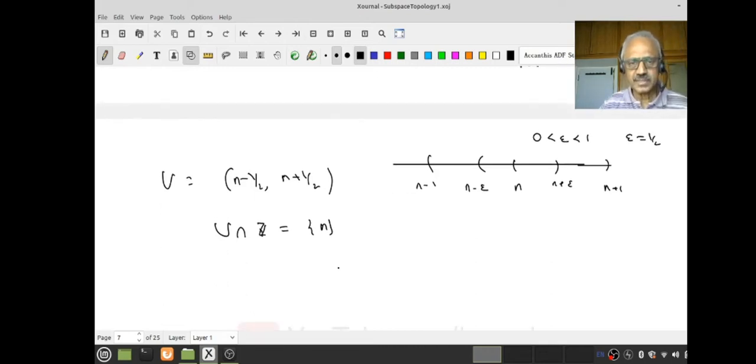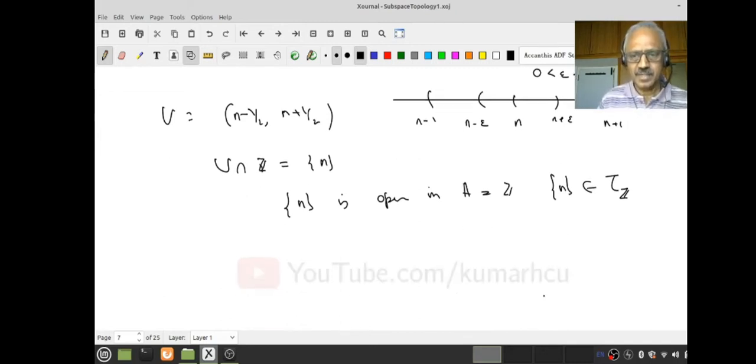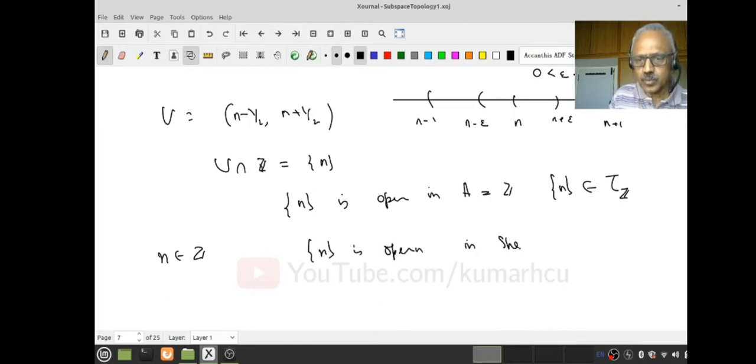Do you understand this? So what do you think I have proved? Okay, I have proved the singleton n is open in A, that is in Z. That is, the singleton n is in tau Z. Do you follow that? Because n is an open set intersected with Z. You got it, right? Therefore, in other words, this n is arbitrary. Therefore, what I have done is every singleton n is open in the subspace topology.